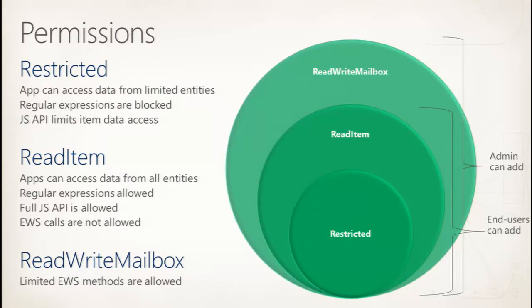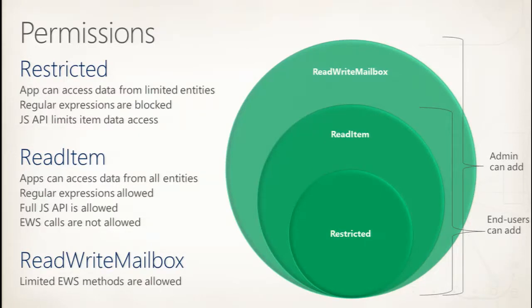If you specify restricted, then the app can only access data from a limited set of entities. You can't use rules such as regular expressions. You can't access most of the JavaScript item properties. But when the user adds this app, he's also not even prompted with anything. He's not told that the app might be able to access some of your sensitive email data and could send it back to a third-party service. The user clicks add, the app is just added.